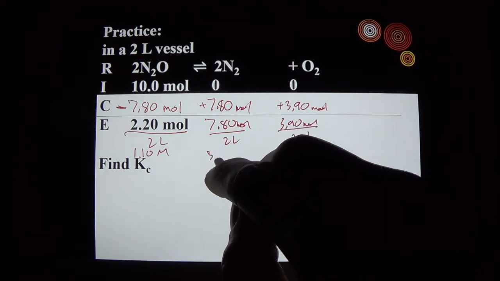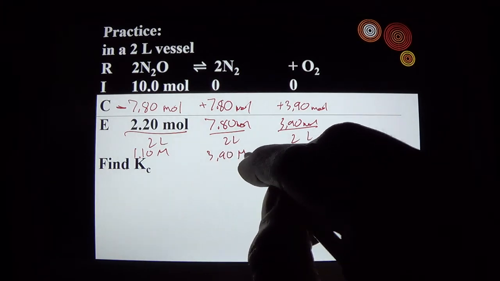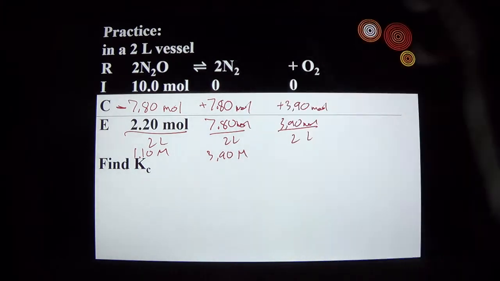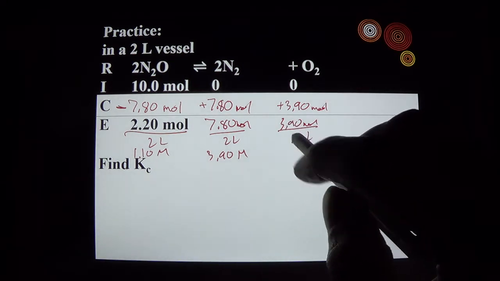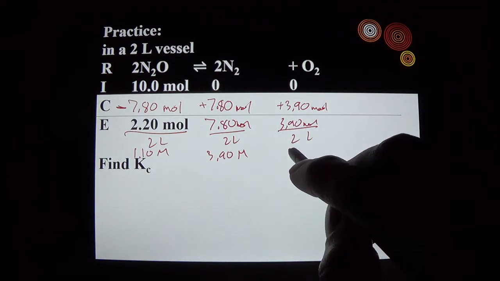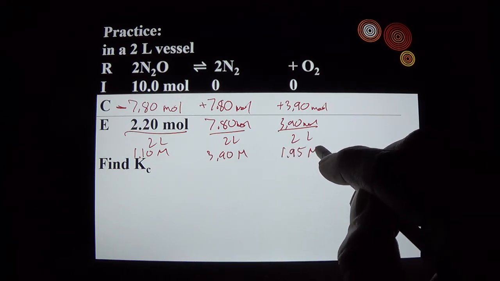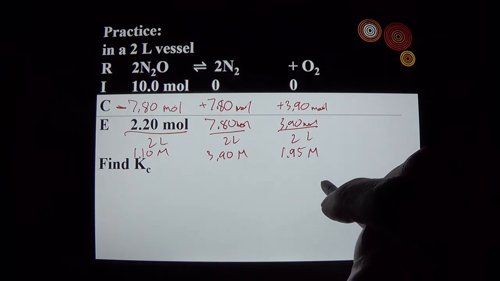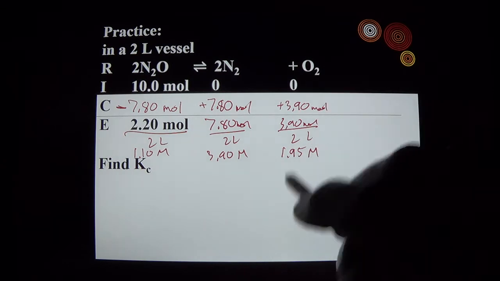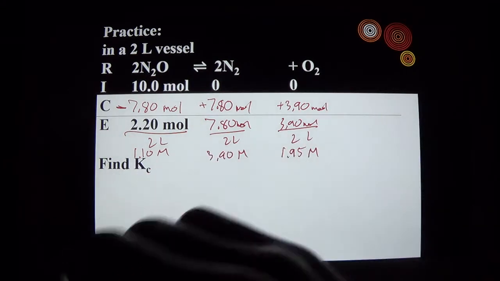I have 3.90 molarity of the nitrogen gas made. And I'm going to have, so we're going to divide that, 1.95 molarity. Yes, that seems good. 1.95 molarity of the oxygen gas made. And now I'm ready to find my Kc.